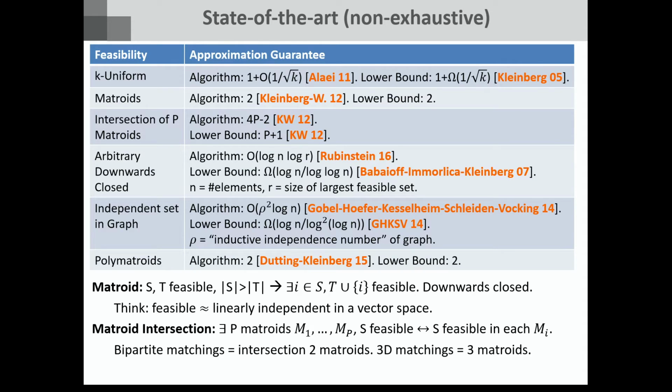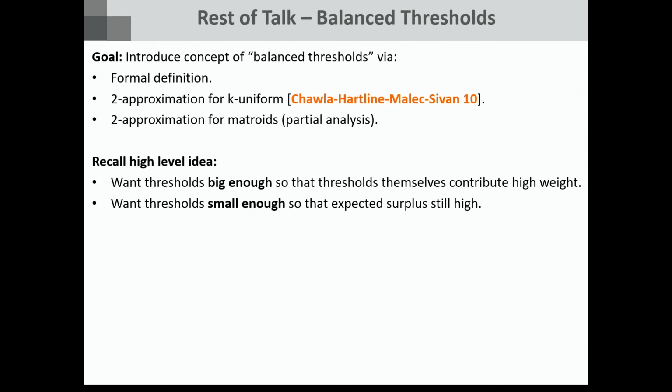Okay, and matroid intersection is if you give me a list of matroids and say that a set is feasible if and only if it's feasible in every matroid separately. Okay, so for instance, we know that we can write bipartite matchings as an intersection of two matroids. We can write 3D matchings as an intersection of three matroids. Okay, so again, I'm not going to talk in much detail about most of these results.